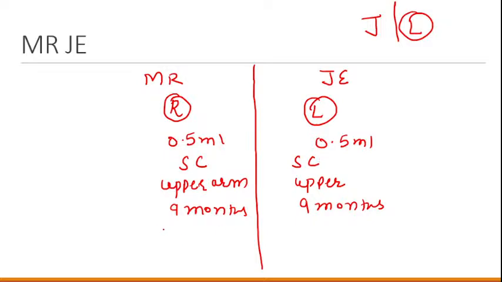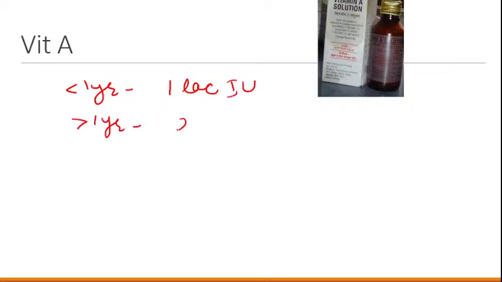Another difference is that measles can be given up to 5 years at maximum, whereas Japanese encephalitis is given up to 15 years, right? Now vitamin A, everyone knows: less than 1 year we give 1 lakh international unit, and more than 1 year we give 2 lakh international units, right?